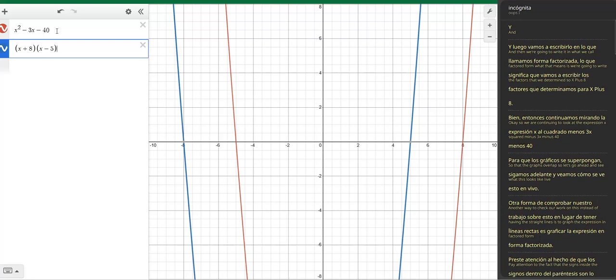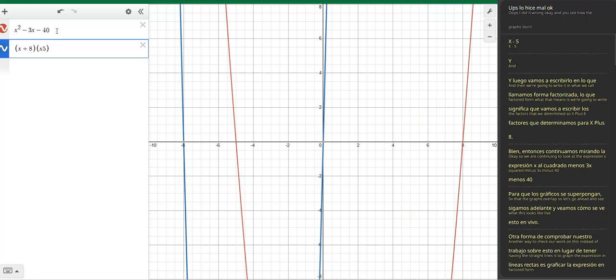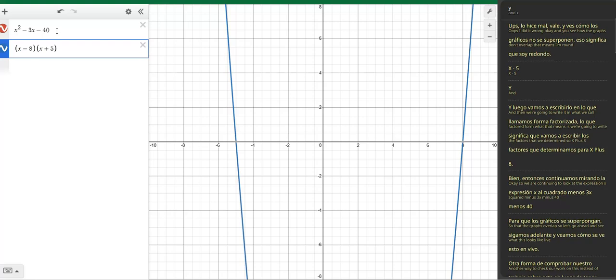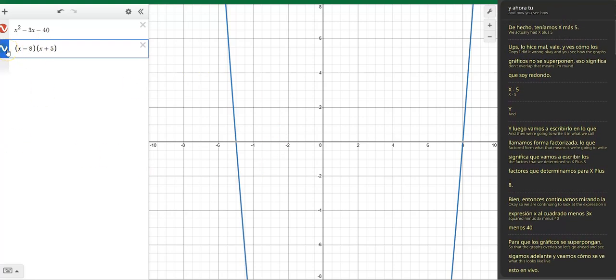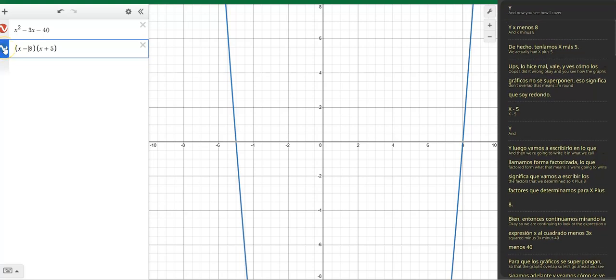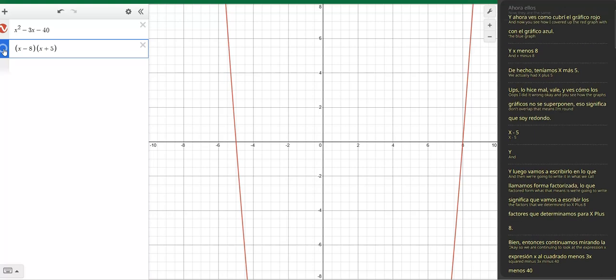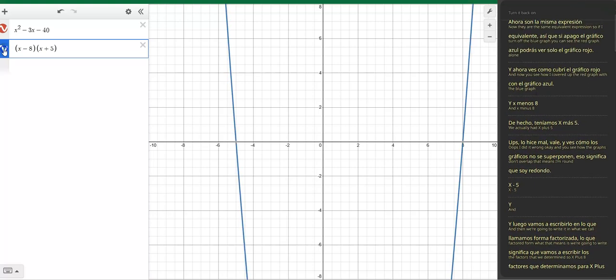Oops, I did it wrong. You see how the graphs don't overlap? That means I'm wrong. We actually had x plus 5 and x minus 8. Now you see how I covered up the red graph with the blue graph? Now they are the same equivalent expression. If I turn off the blue graph, you can see the red graph alone. Turn it back on and off, on and off.